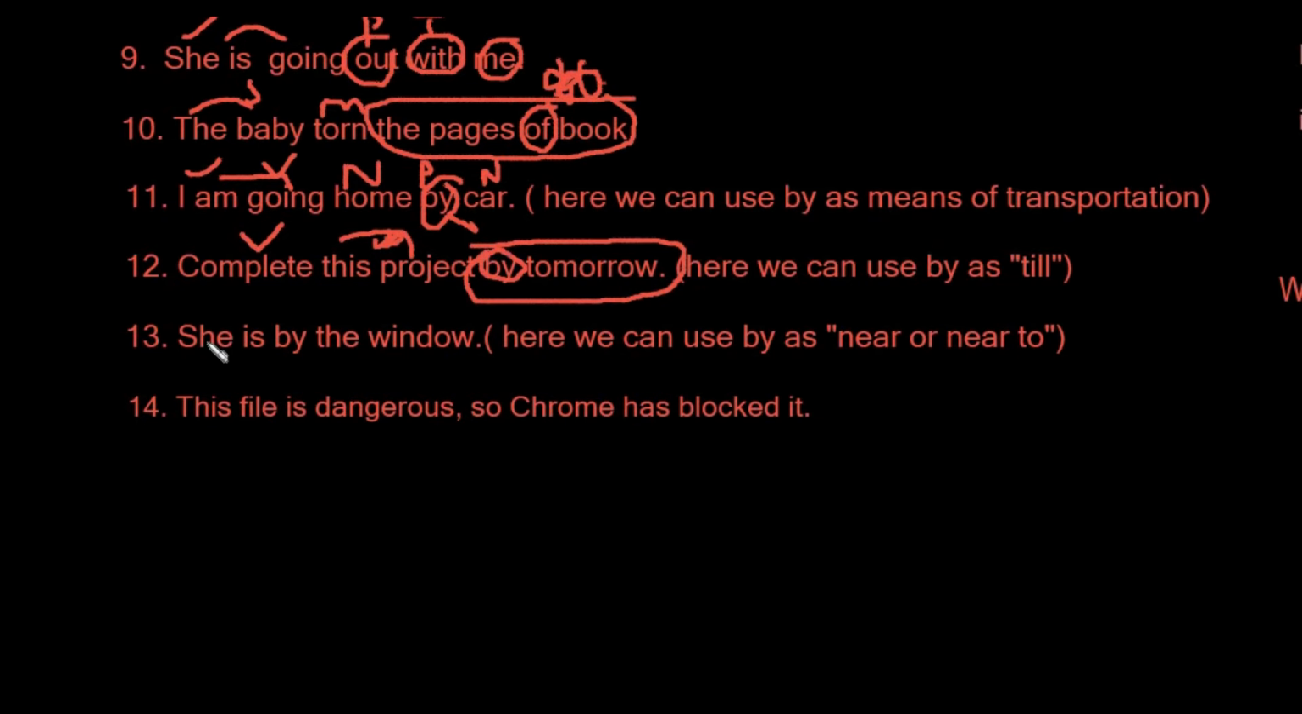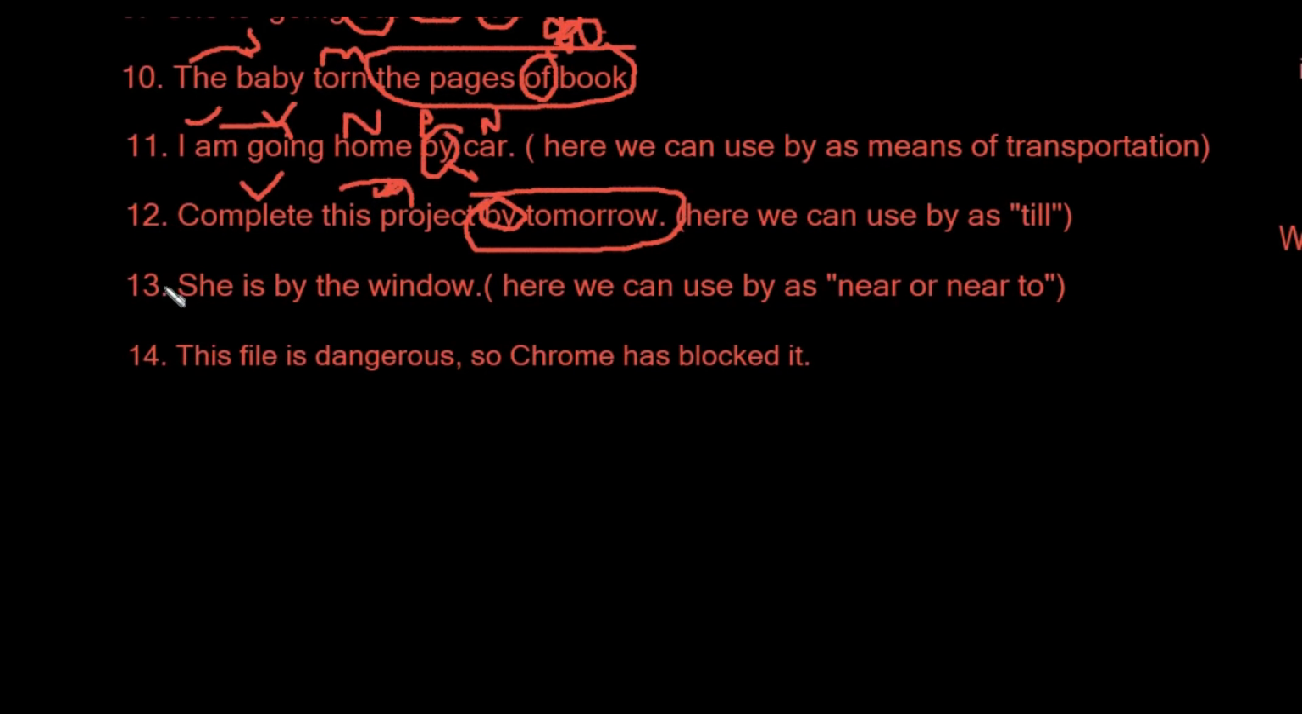All right, the third example we have: she is by the window. So she is the subject, is is a stative verb, by is a preposition, the window is a noun phrase.